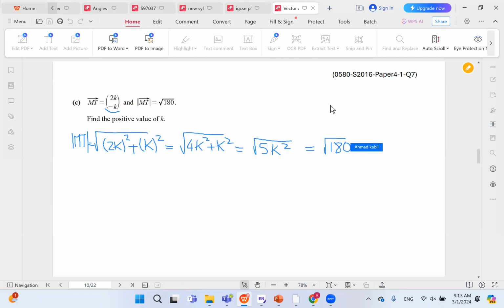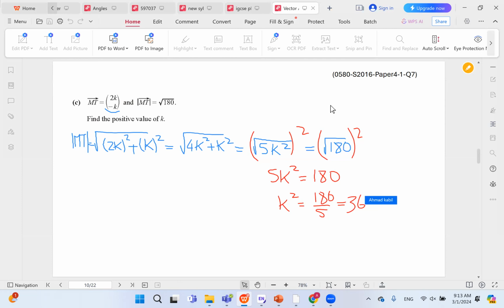Since they are both in roots, we can just square both sides. And then we would get 5K squared equals 180. You can divide by 5. So K squared equals 180 over 5, which is equal to 36. So therefore, K is either +6 or -6, the square roots of 36. They want the positive value. So therefore, K equals 6 is the correct final answer.